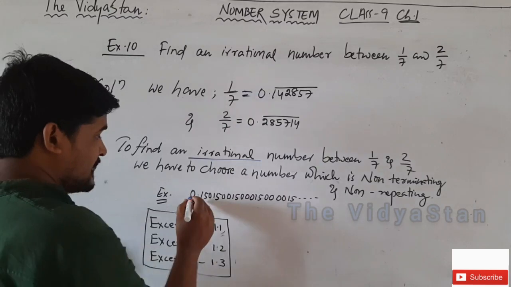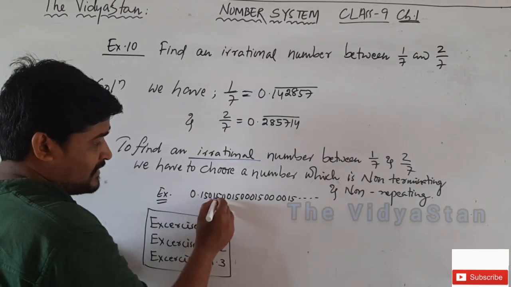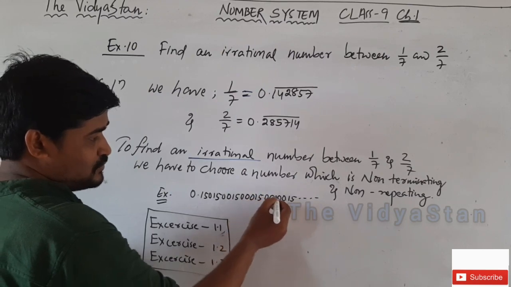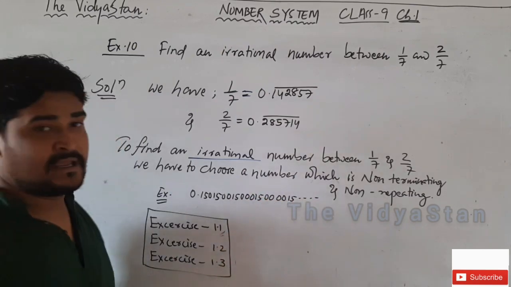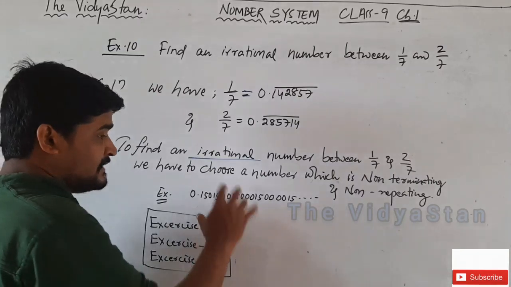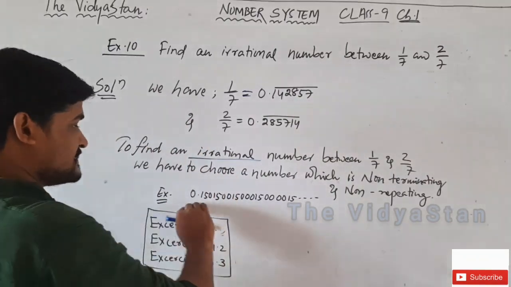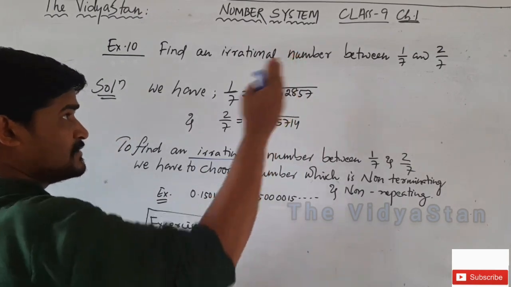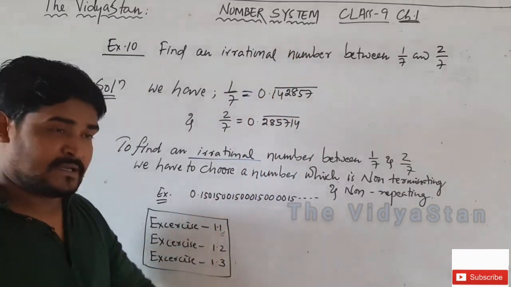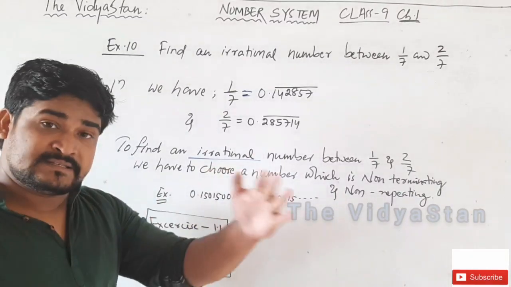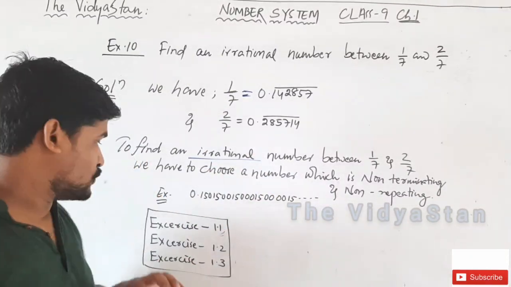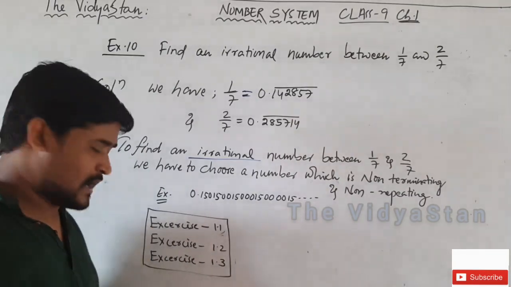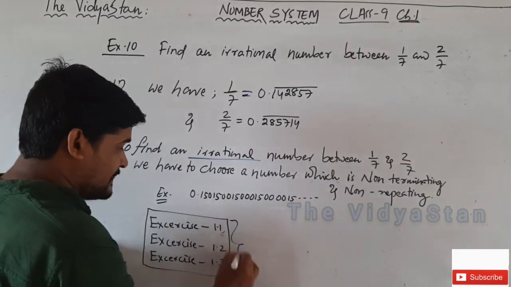So see here, 0.15015001500015 and it is non-terminating, non-recurring. So this is the irrational number between 1 by 7 and 2 by 7. So student, by using these concepts we can do exercise 1.1, exercise 1.2 and exercise 1.3.